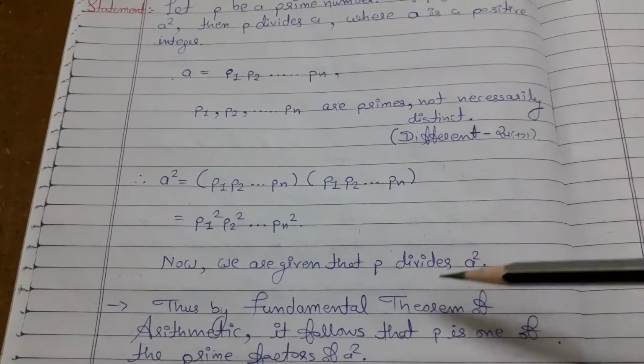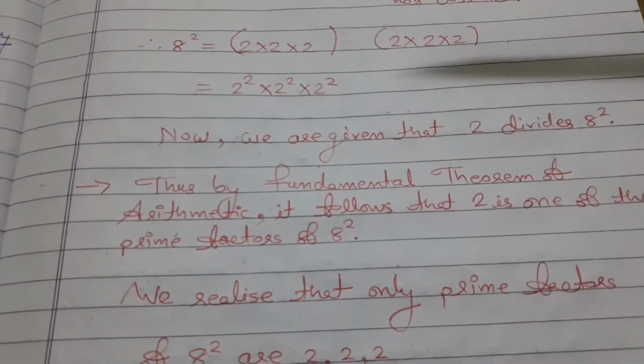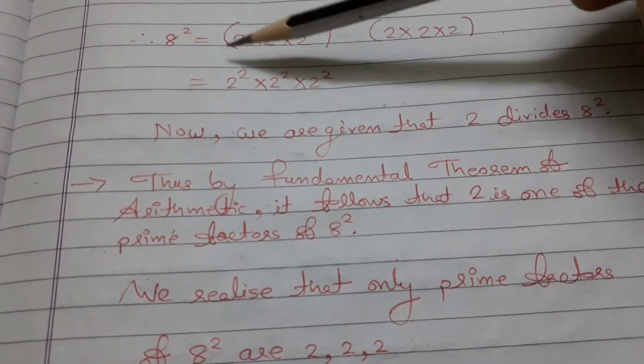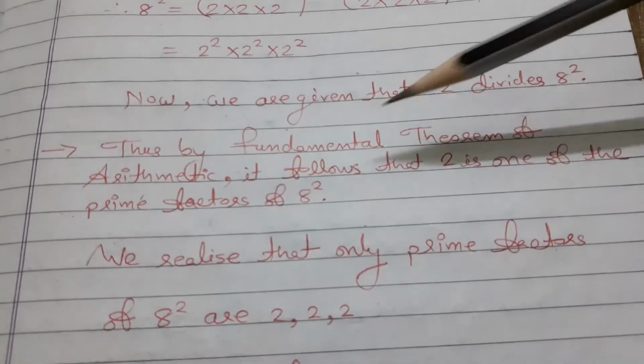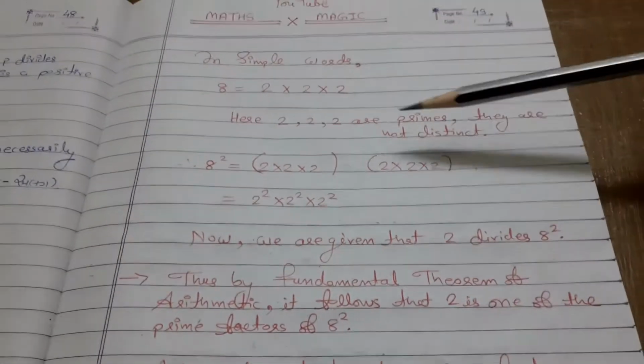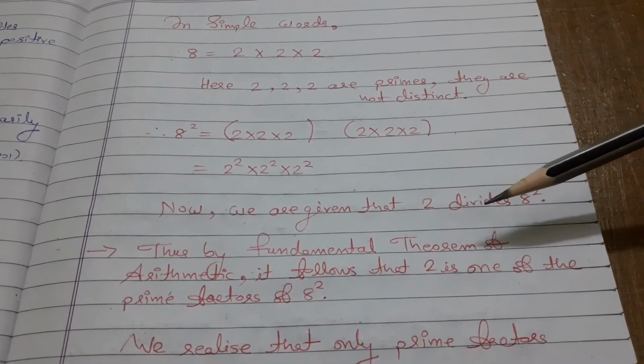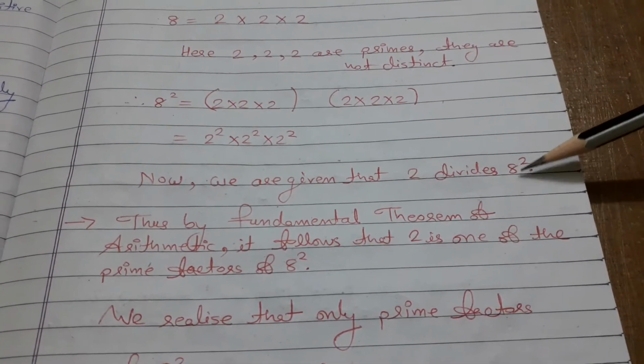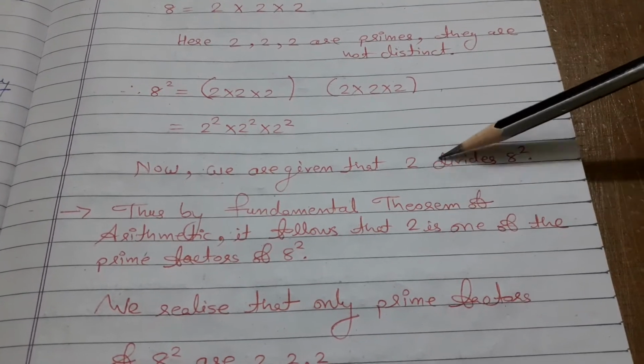Now we are given that p divides a square. Here p is 2 and a is 8. Now we are given that 2 divides 8 square. So this becomes extremely simple. You can divide 64, that is the square of 8, by 2. Is it possible? Yes, it is possible.